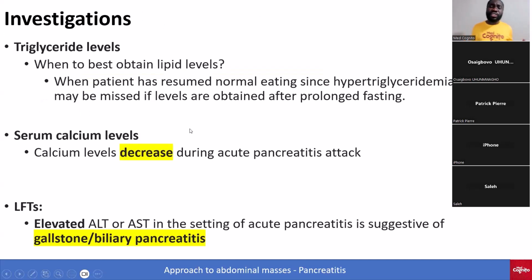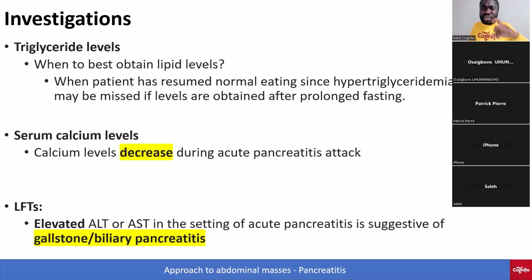Now, what other investigations should you do? Triglyceride level. Now, for those who are going to write next year, when should triglyceride levels be obtained? It's not enough to know that these are the labs I'm going to request, but when is even the best time?